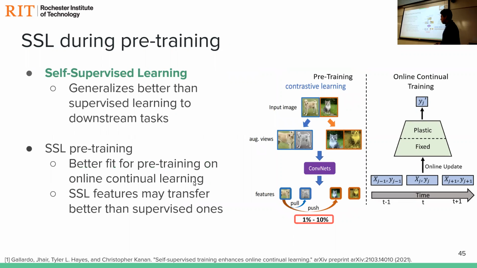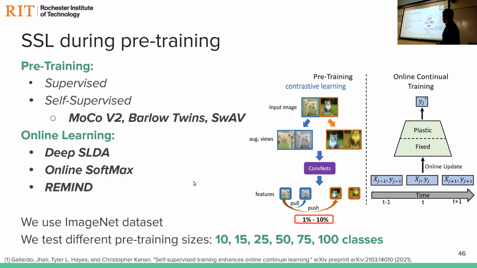But the idea here is, let's replace that supervised pre-training and let's just use self-supervised pre-training, because we know that they generalize better than supervised learning, right? And we hypothesize that this method is a better fit for pre-training of online continual learning, because SSL features might transfer better than supervised ones later on. So we test this using pre-training. We have the supervised one, which is our baseline, but then we tried 3 different self-supervised learning methods, and then we tried 3 different online learning methods.